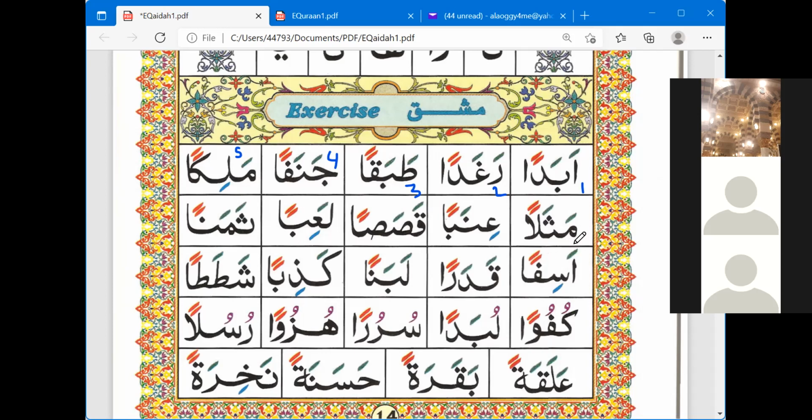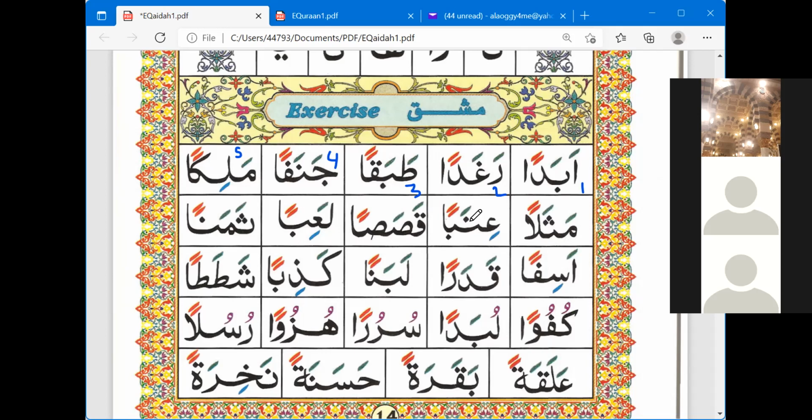Mim fataha, ma. Tha fataha, tha. Lam fatihatenin, lan. All together: Mathalan. Is it masalan or mathalan? Which one? Mathalan.